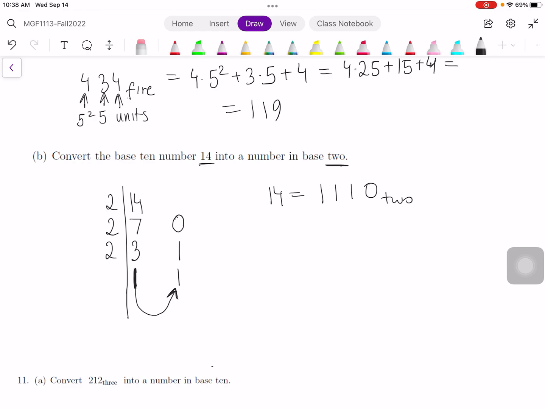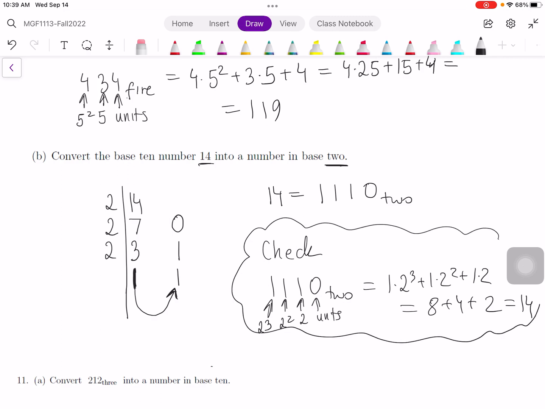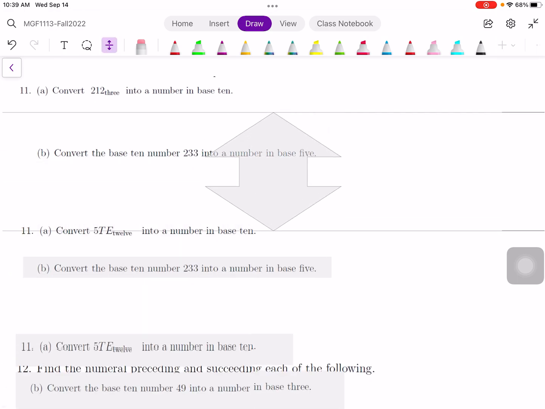So 1110. And if you have any doubts, you can check the other way around. Remember, that's number of units, that's number of 2s, that's number of 2 squares, and that's number of 2 cubes. So you have 1 times 2 cubed, 1 times 2 squared, and 1 times 2, 0 units. So 8 plus 4 plus 2, so that amounts to 14. That's correct, right? So I checked backwards. If I were given the number 1110 in base 2, I could easily check that this is 14. Okay, let's do this exercise 2 more times with different bases to practice.